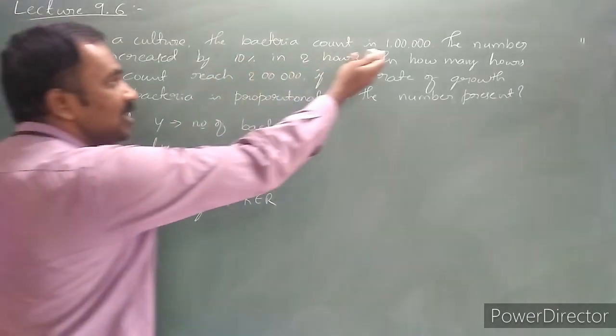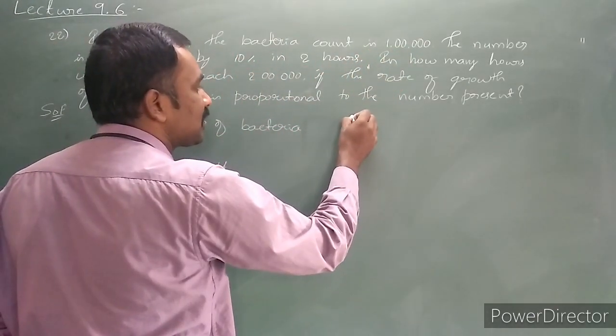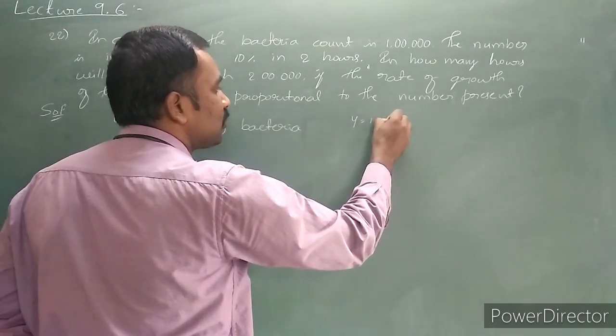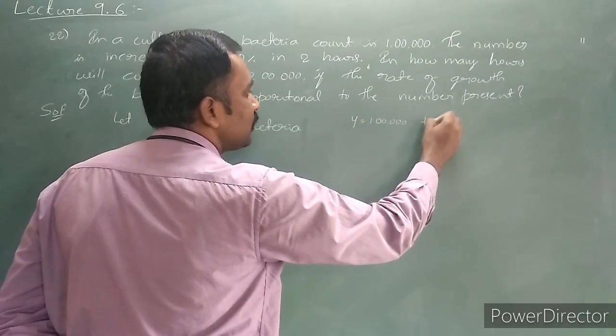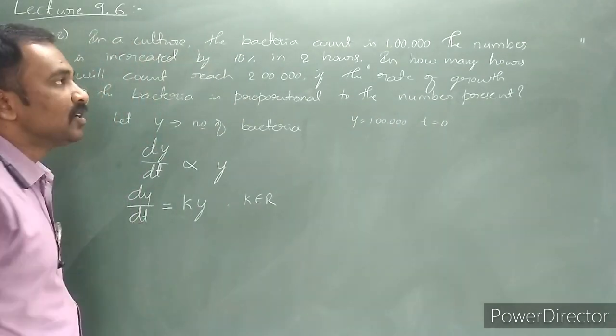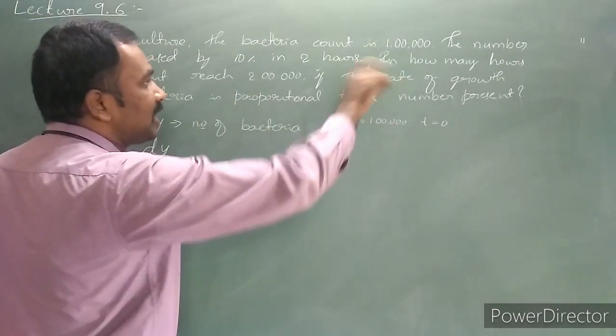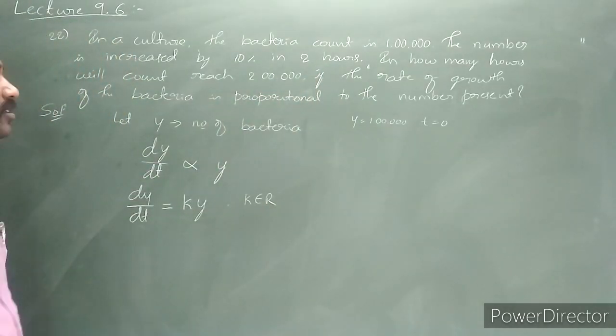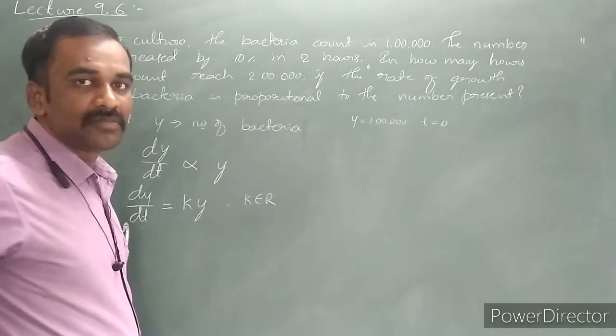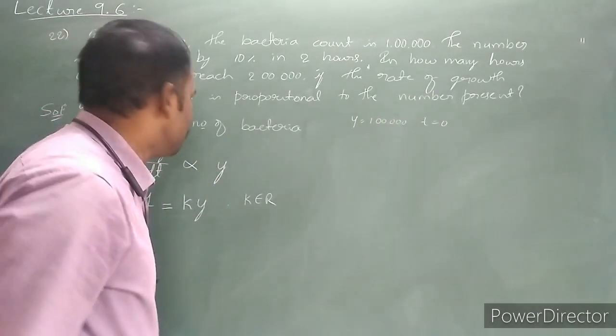Already given: initially the bacteria is 1 lakh. Initially bacteria is nothing but y is equal to 1 lakh, whenever time is 0. Then the number increases by 10%, and in how many hours will it become 2 lakh? When it becomes 2 lakh, we need to find the time. You can easily find it.